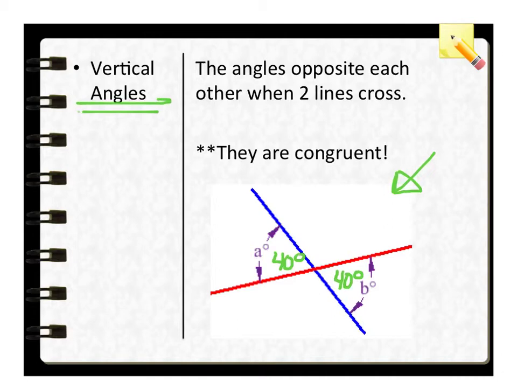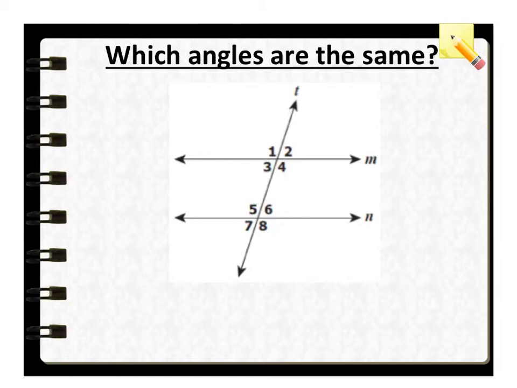Ready, pause. All right, now let's look at some other angles that are the same based off of our definition of vertical angles. I'd like to challenge you. Pause the video, write down which angles you think are the same, and hit play to find out the answers. Ready, pause. All right, so according to vertical angles, 1 and 4 are the same, and 5 and 8 are the same. 2 and 3 are the same, and 6 and 7 are the same.